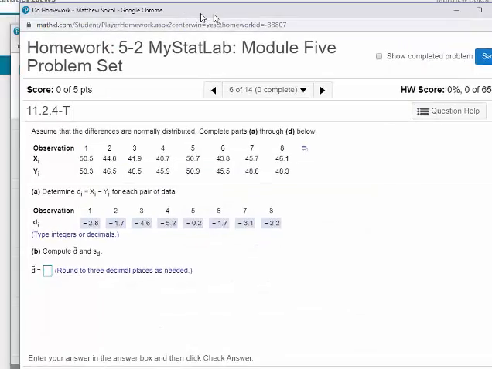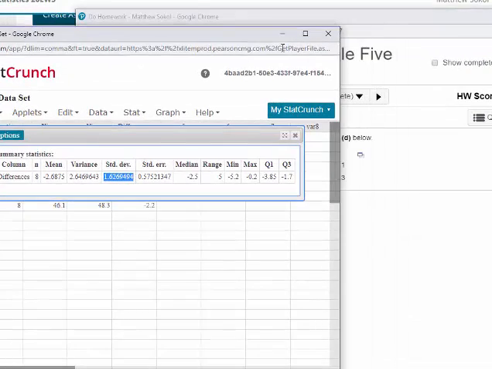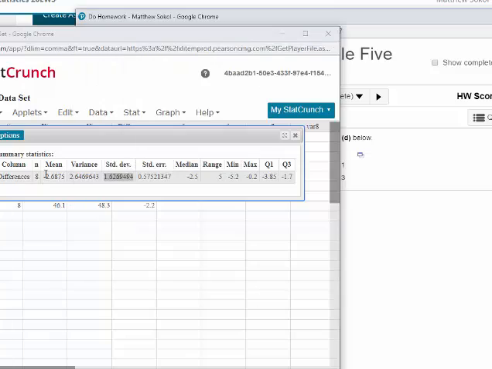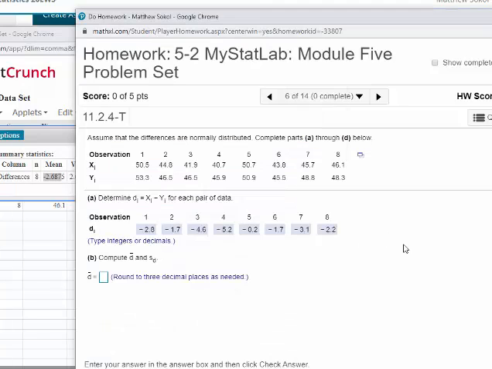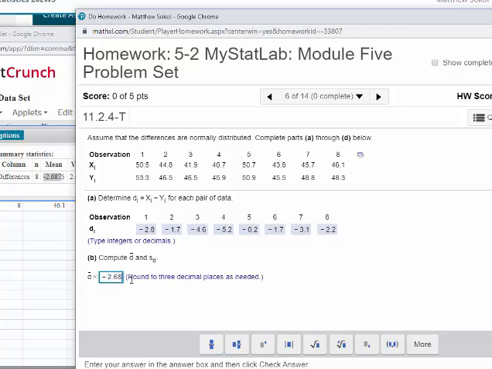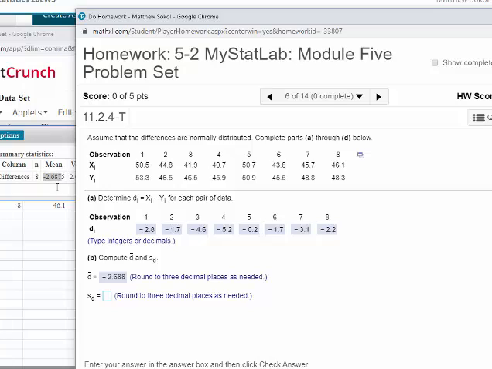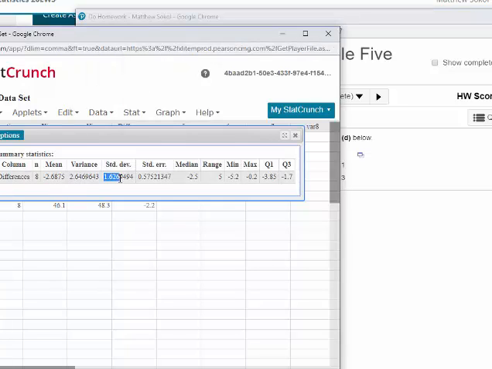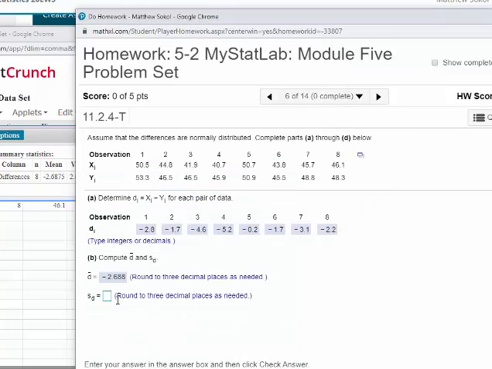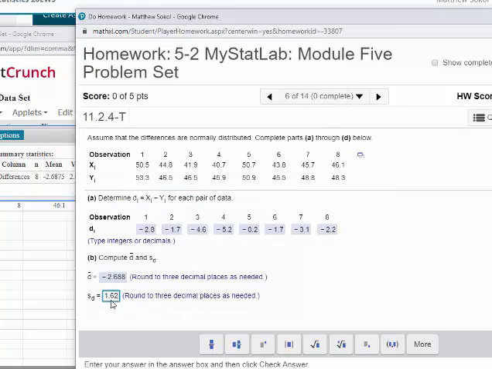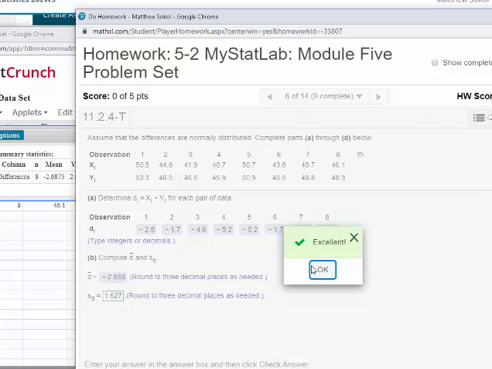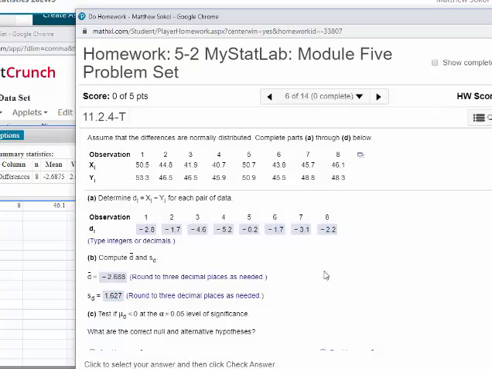Okay, so let's try this. The mean, this says do 3 decimal places. So the mean here is minus 2.68 when I round it. I got it. Now the standard deviation to 3 decimal places is going to be 1.627. And I got it. Great.